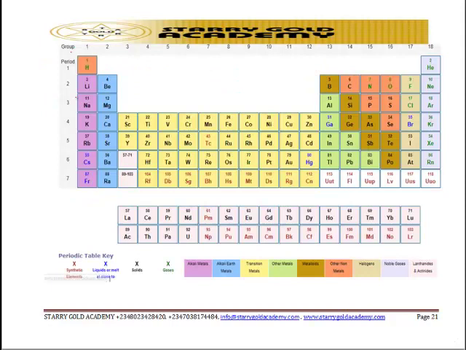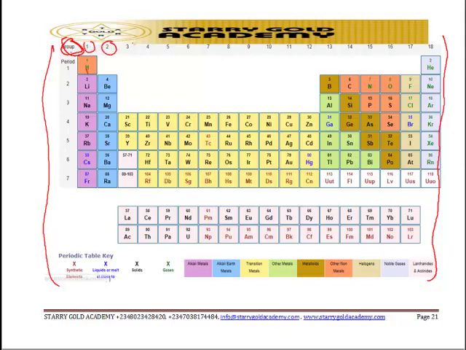So if you look at my diagram here, I have the sketch of my periodic table. If you look carefully, I have the group, which I circle. This is the group, and the groups go from group 1, group 2, down to group 18. Some textbooks will tell you we have group 1 to group 8.